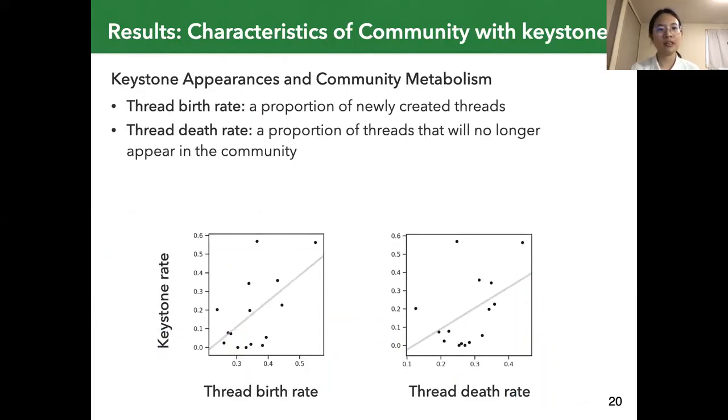We are also interested in conducting analysis in terms of the metabolism of the community. We investigate how keystone appearance is related to the process of updating nodes in the community by using 2 metrics, thread birth rate and death rate. We discovered that these results show a tendency that as keystone threads appear more frequently, community metabolism is enhanced.